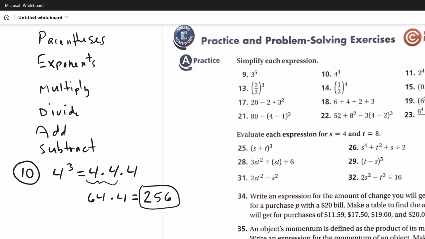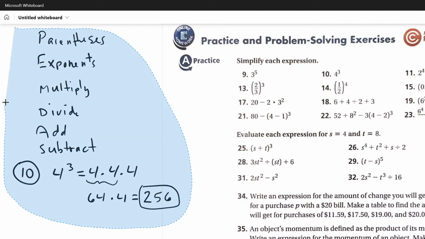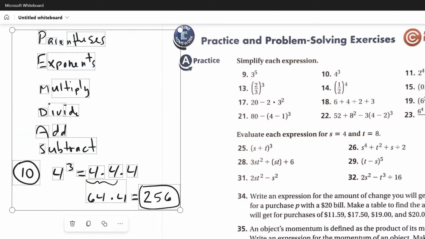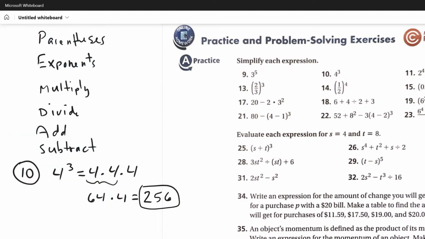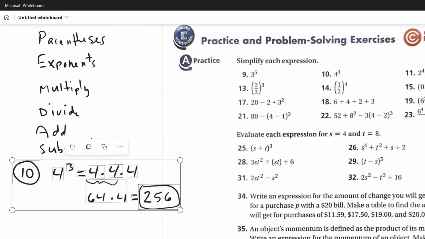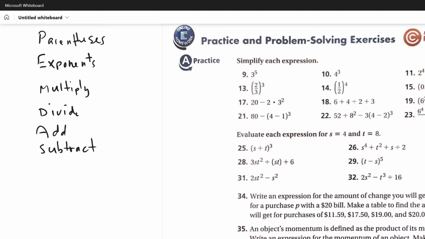Number 10 is done. And I think that I'm going to highlight this whole thing right here. You know what? No, I won't. Forget that. I'll just get rid of the number 10 here because I might just need that whole thing. So I better just do that.